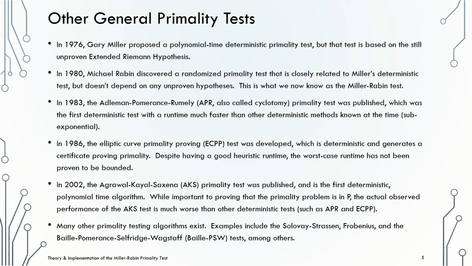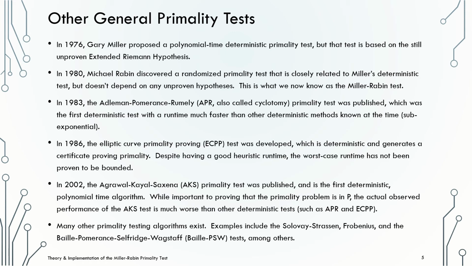There are a lot of other general primality tests, but Miller-Rabin was due to the work of Gary Miller and Michael Rabin. Miller proposed a deterministic primality test, but it's based on the still unproven extended Riemann hypothesis. A few years later, Michael Rabin converted that to a randomized primality test that isn't dependent upon any unproven hypotheses. And that is what we know today as the Miller-Rabin test.